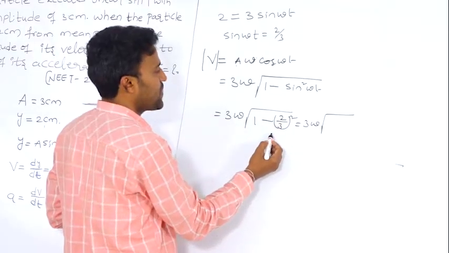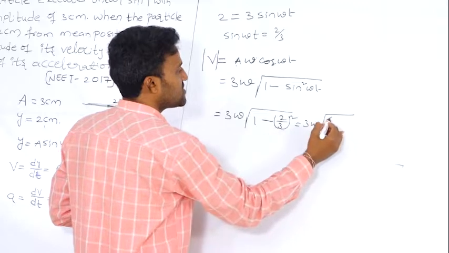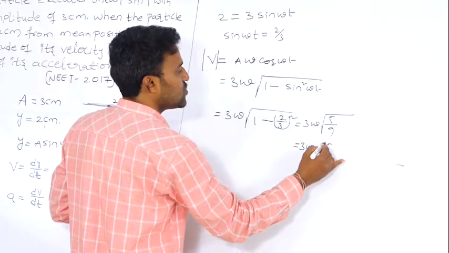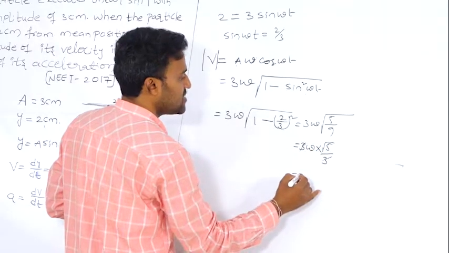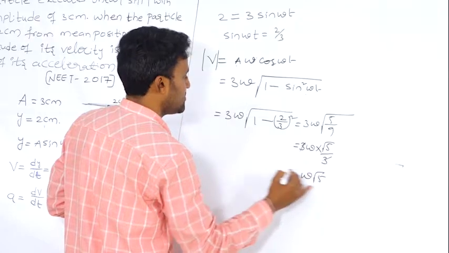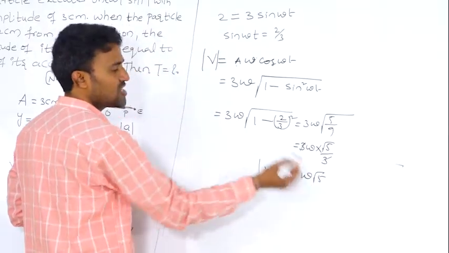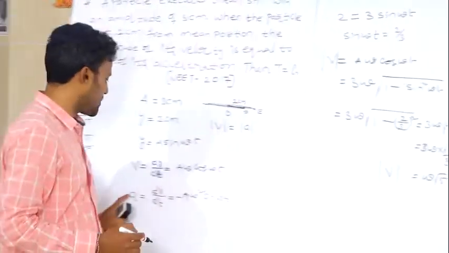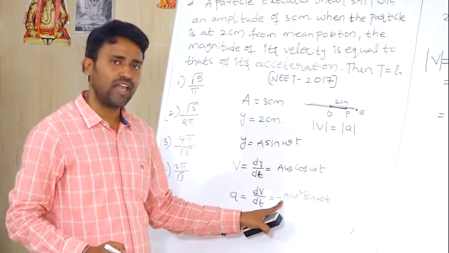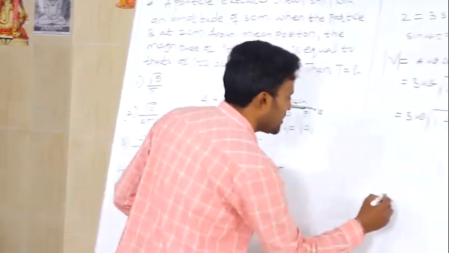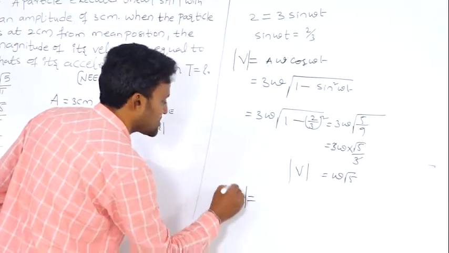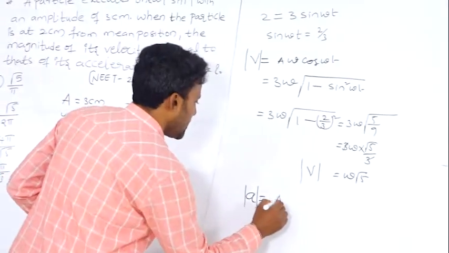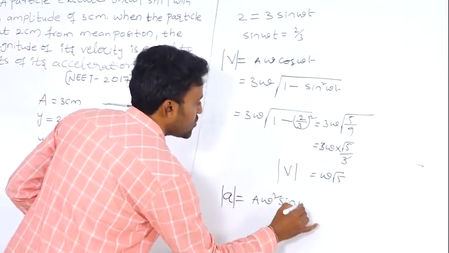4 by 9 means you can write 9 minus 4, that is 5 by 9, which is equal to 3 omega root 5 divided by 3. The 3 gets cancelled, so we get omega root 5. Velocity, magnitude of velocity v is equal to omega root 5. Then acceleration: a is equal to minus a omega square sin omega t. Here they have given magnitude, so that's why for magnitude I am writing a omega square sin omega t.